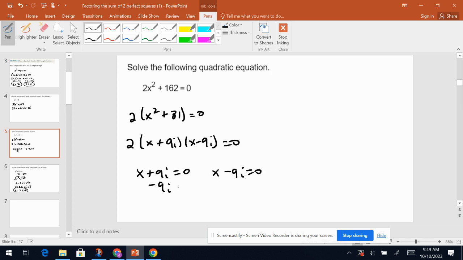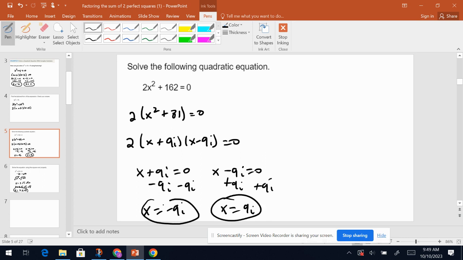I'm going to subtract the 9i. I get x is equal to negative 9i. I'm going to add the 9i. x is equal to positive 9i. So here are my two solutions for that.